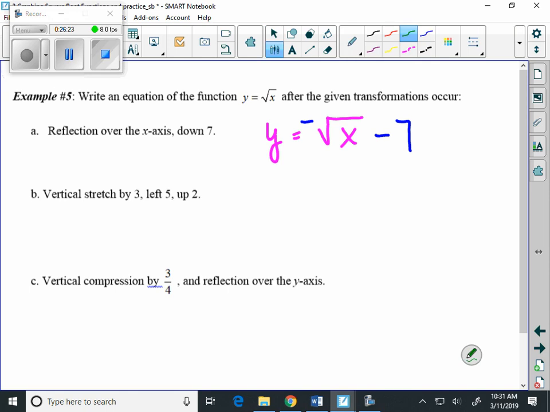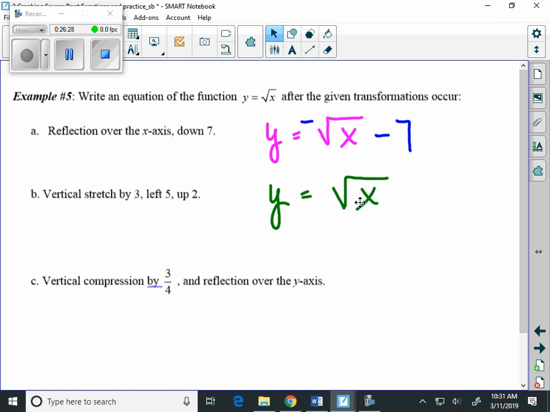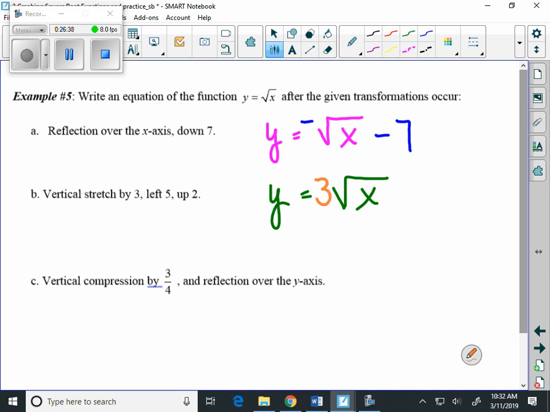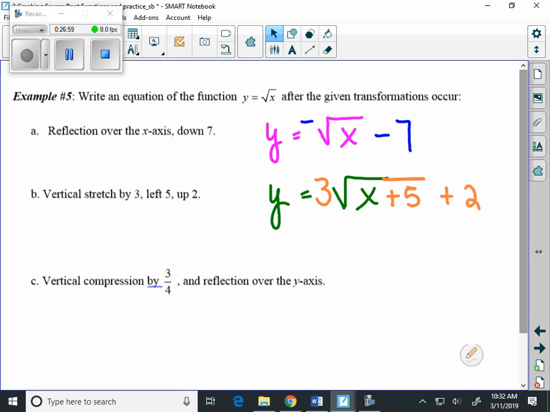Letter B, still once again starting with y equals the square root of x. But in this particular case, the vertical stretch by 3, well, that's going to be an outside feature. There's a vertical stretch by 3. The 5 is inside the function. This is going to be plus 5, all underneath the square root. And then up 2 goes in the same position that the down 7 went. It's going to be plus 2, outside of the function.